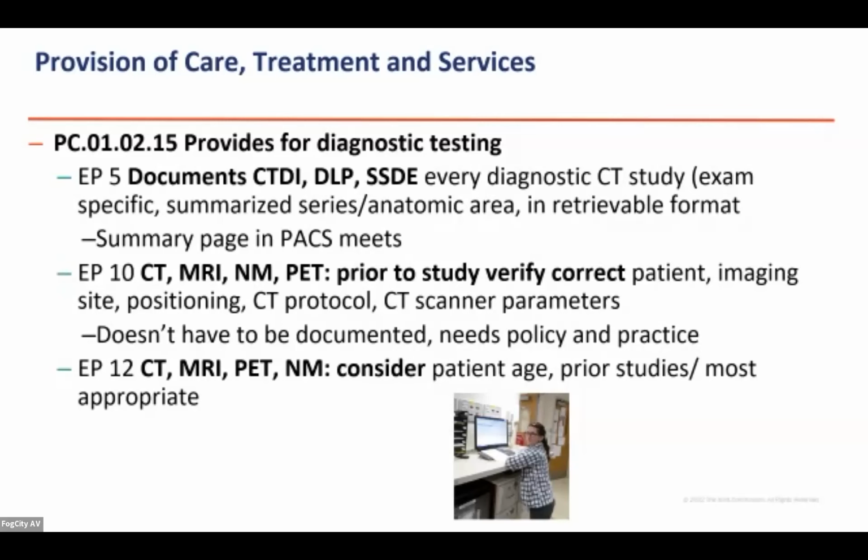It says that you consider the patient's age. If it's a PEDS patient, depends on the size of the PEDS patient, whether they've had prior studies, and what's being ordered by the referring physician. And AUC is put off again. So that's the most appropriate imaging modality for what the referring physician is looking for. So again, you don't have to record anything, but you need to have some kind of policy that says, yep, we're looking at that before we start the study. Next slide.